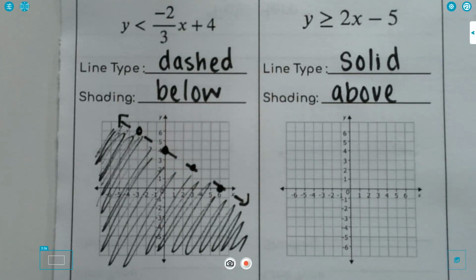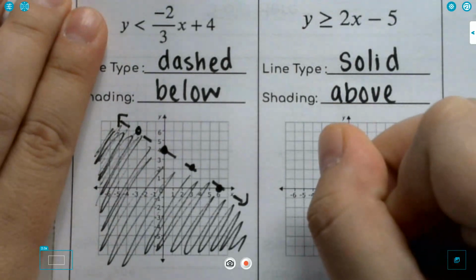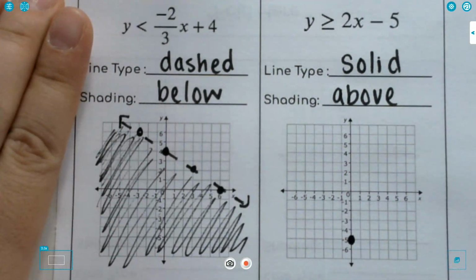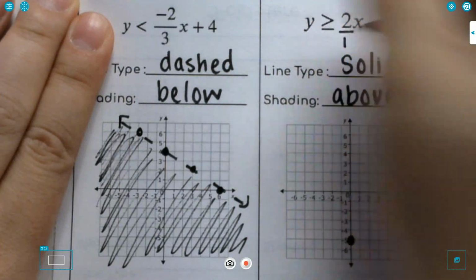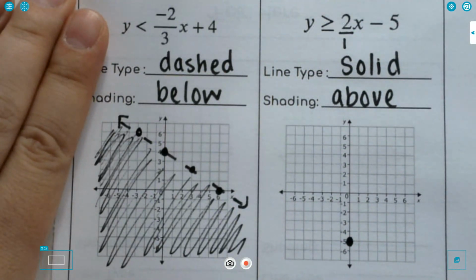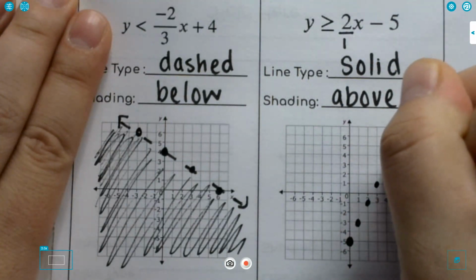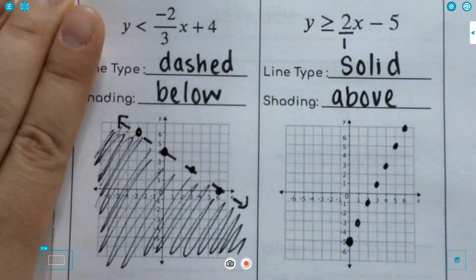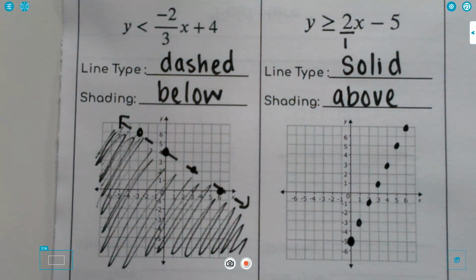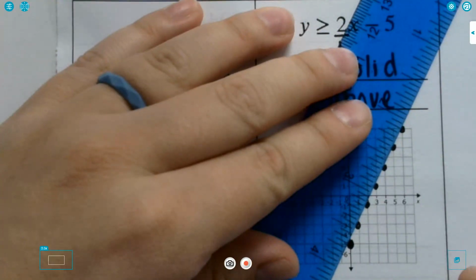So we're going to graph that 2x minus 5. We'll start at negative 5 on my y-axis. And then my slope is 2, meaning I'll go up 2, right 1. Because anytime the slope is not a fraction, we can put it over 1. So up 2, right 1, all the way across my graph. Okay, and then we can go ahead and connect those into a solid line.